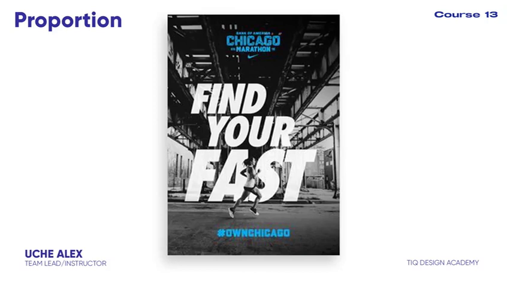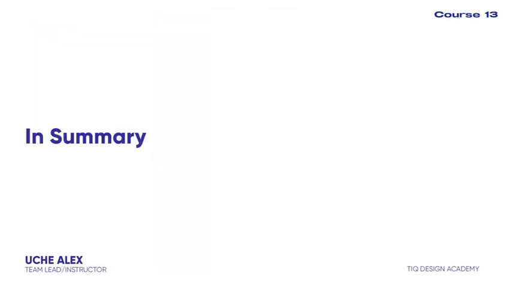With poor hierarchy, your viewers or audience won't know what to read first, what next step to take, and will end up being confused or overwhelmed by your design. So hierarchy is used to add structure, create visual organization, create direction, add emphasis, and help a viewer navigate and digest information easily. And that is all for this course about hierarchy.